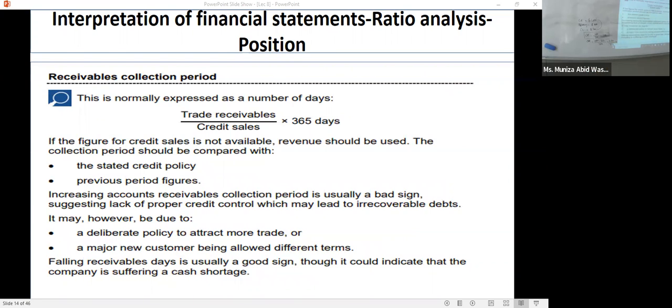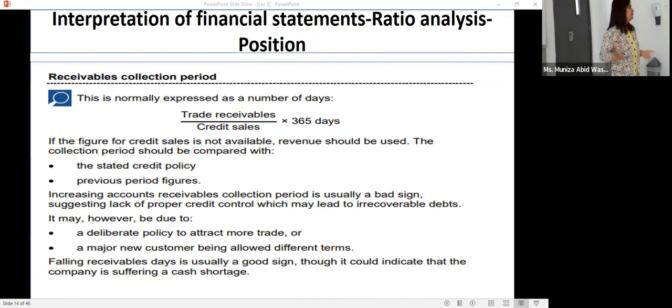Then the next ratio is receivables collection period. How well the organization is collecting its debts from the receivables is going to be told to us by the receivables collection period. How many days the organization is normally taking to take back its debts from the receivables. Receivables are the persons to whom the organization is making the sales on credit. We are making the sales to the receivables and we are not taking the cash immediately at the time of transaction, but we are being promised by the receivables that they will be paying us in the future.